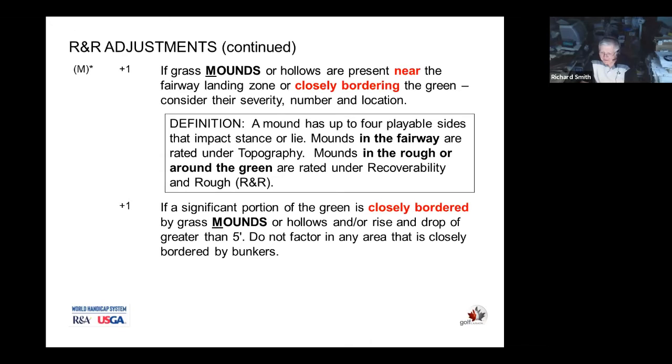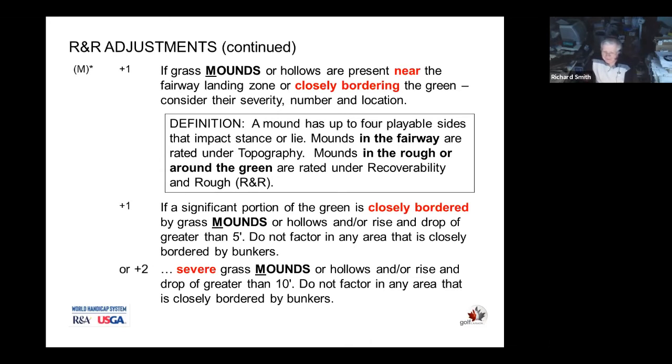And as was the case when it was its own adjustment, if the rise and drop is greater than 10 feet and or the grass mounds are severe, closely bordering the green, it could be an M+2.